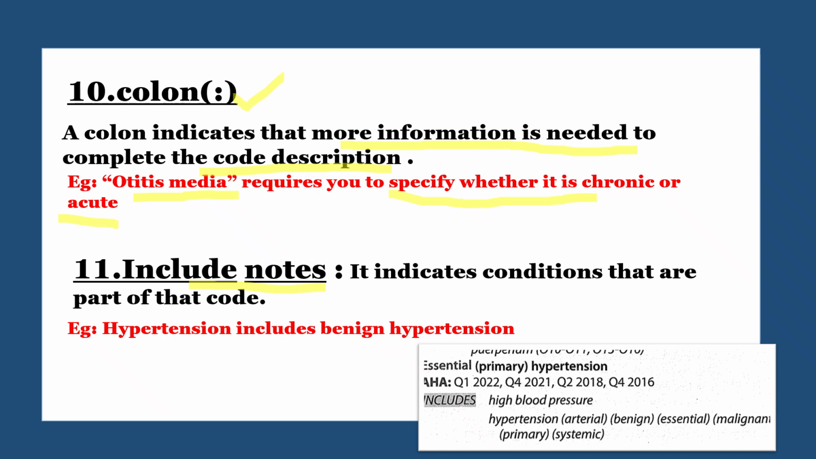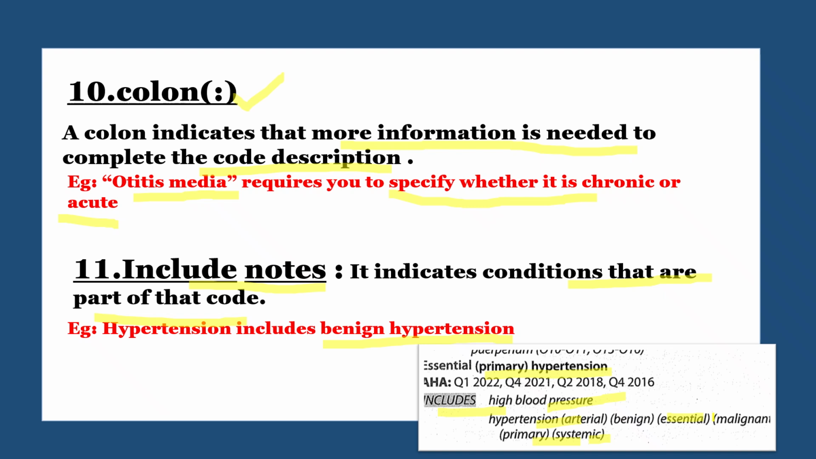Include notes indicate the conditions that are part of the code. For example, hypertension includes the benign hypertension. For example, you can see in this part of the ICD book, essential hypertension includes high blood pressure, hypertension, arterial, benign, essential, malignant, primary, or systemic. If the document states high blood pressure, you don't have to search for the other code. You have to code essential hypertension.